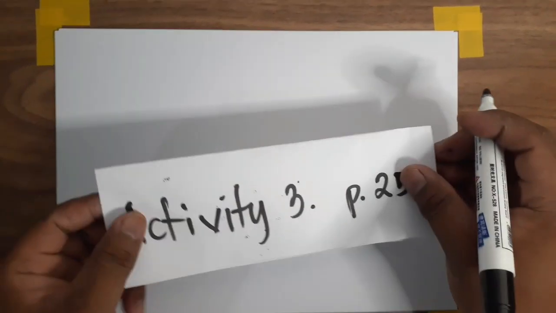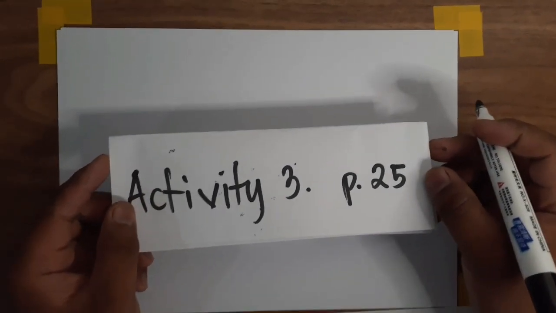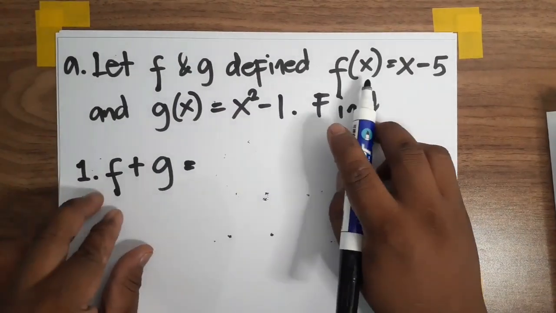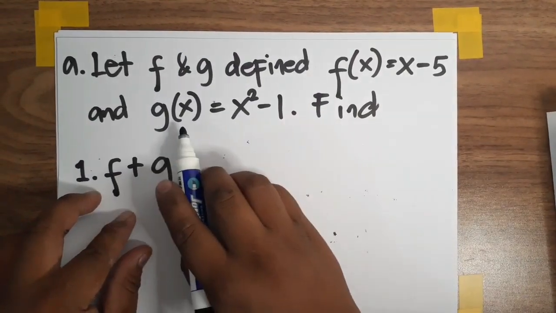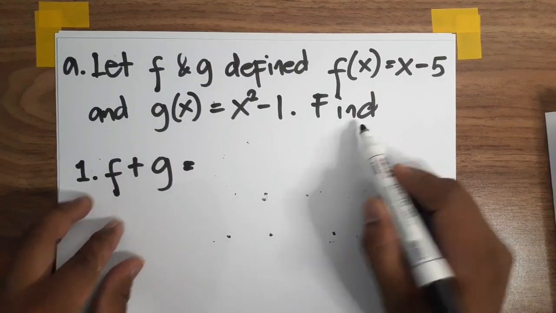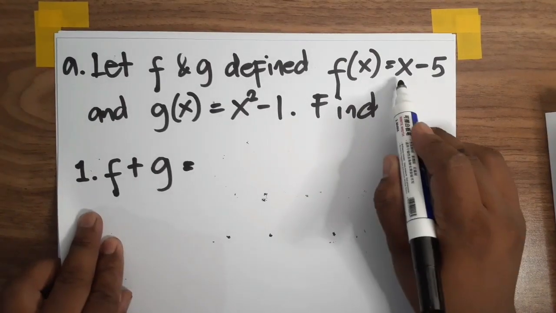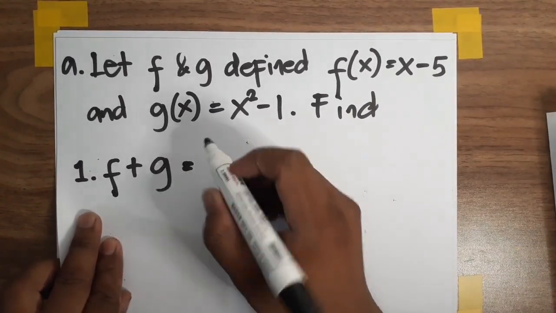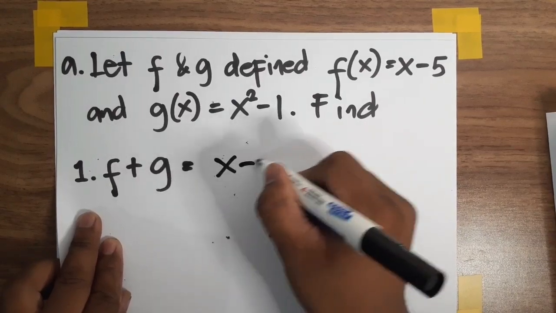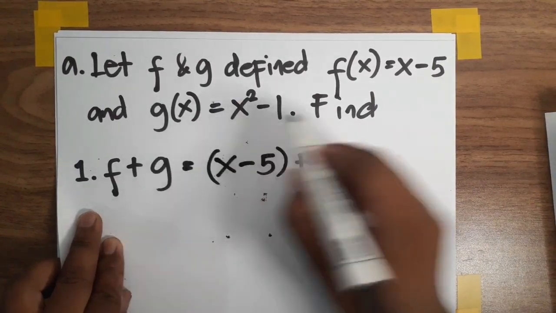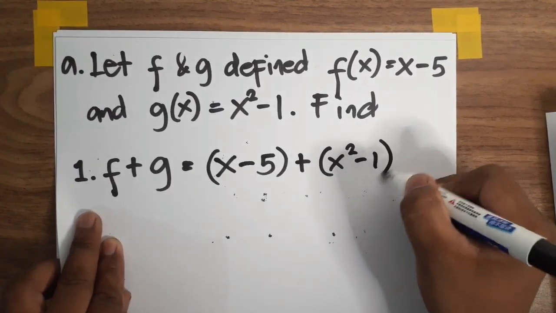Okay, so this time you have operations on functions. Activity 3, page 25. First, let f and g be defined by f of x is x minus 5 and g of x is x squared minus 1. Find f plus g. So this time it is addition of functions. Given your f is x minus 5 and your g is x squared minus 1, just substitute: f is x minus 5 plus g is x squared minus 1.